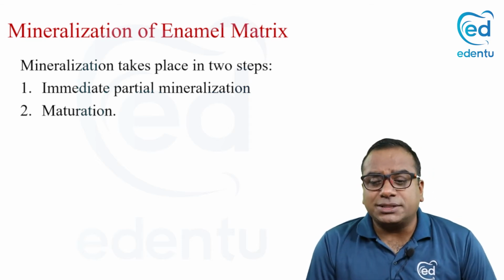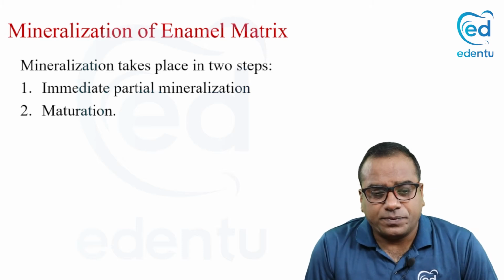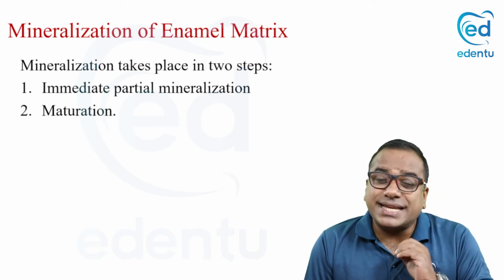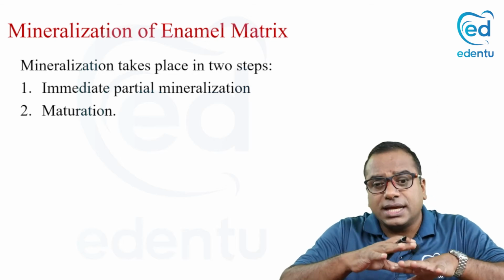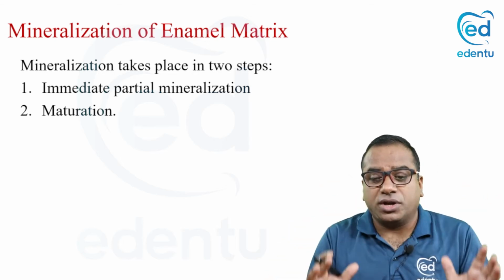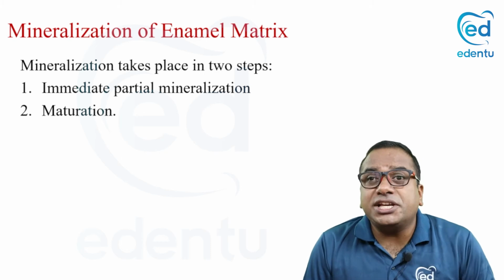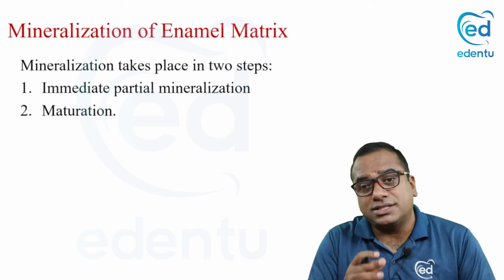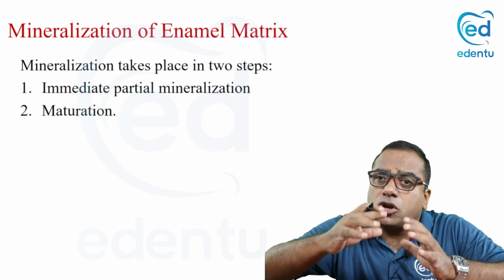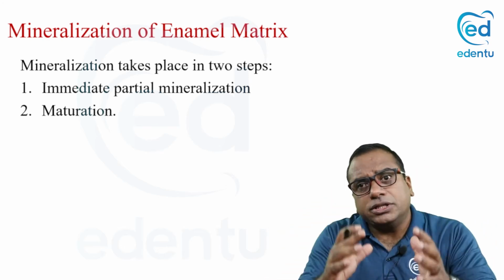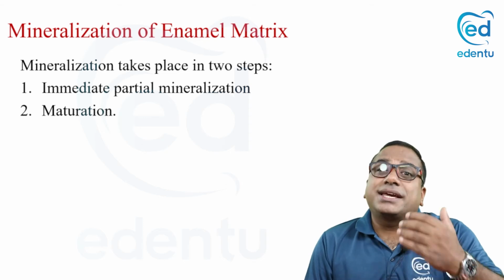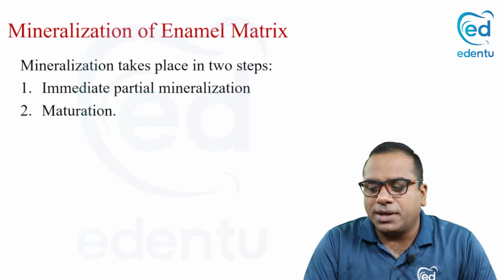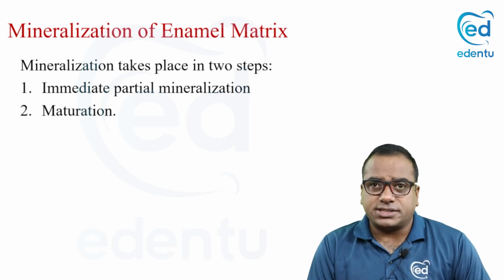Mineralization takes place in two steps here. One is immediate partial mineralization, and the second is that once it is mineralized, it has to mature itself. Mineralization of enamel occurs extracellularly by deposition of minerals. Outside the cell, a lot of minerals should come and aid in that. These are secreted by the protein matrix. So extracellularly, minerals will be coming from the protein matrix.